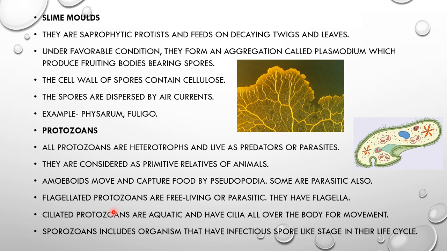Then the flagellated protozoans. They are free-living or parasitic. As the name suggests, flagella are present. The parasitic forms cause diseases such as sleeping sickness. If you have heard of sleeping sickness, it is caused by these flagellated protozoans. Examples of the flagellated protozoans are Trypanosoma and Trypanosoma.